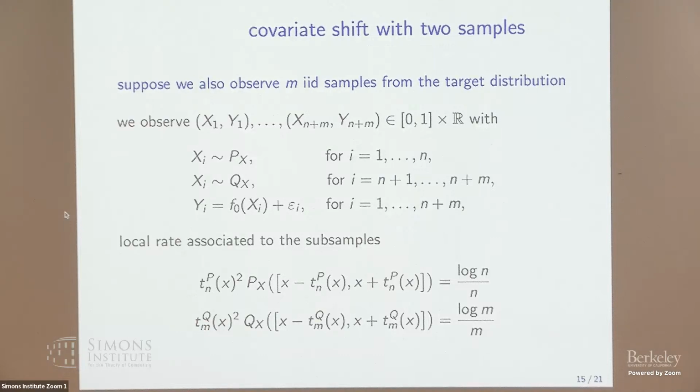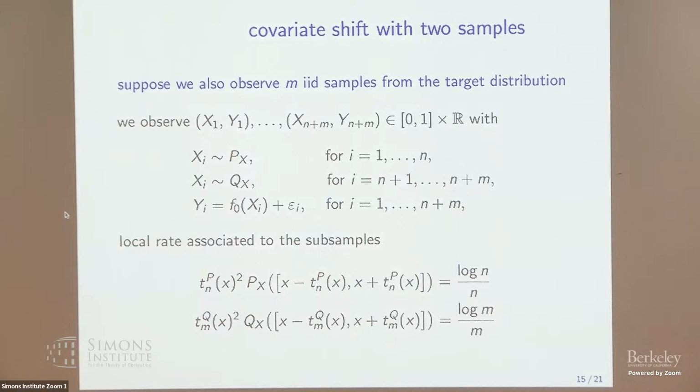Now, to finish my talk, I want to mention the case where we also have a few samples from the target distribution, so we also get a Q here. So we have another M samples from the target, in total N plus M samples. And now we can associate to each of these two subsamples, under the source and the target, a corresponding local rate, T_N^P and T_M^Q, so they get indices P and Q to indicate the dependence on the source and the target.